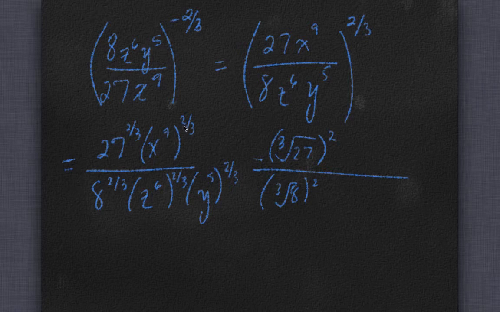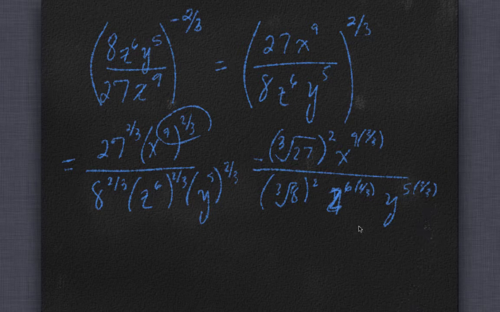And then exponent rules, remember, say that if you have a power and then all of that to the power, then these get multiplied. So x to the 9 times 2/3, z to the 6th times 2/3, y to the 5th times 2/3 equals cube root of 27 is 3, you square it, it's 9. Cube root of 8 is 2, square it, 4.